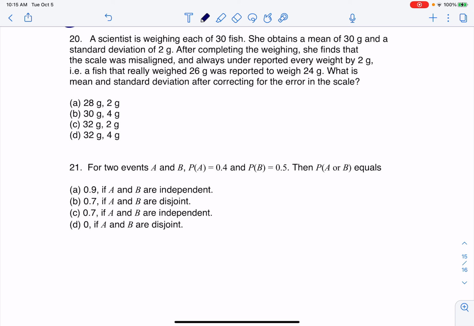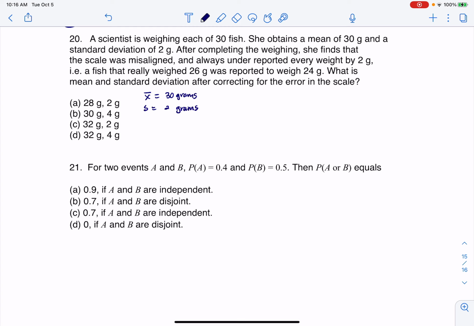Everyone, let's take a look at number 20 here. It says a scientist is weighing each of 30 fish. She obtains a mean of 30 and a standard deviation of 2. So let me put that her mean was 30 grams and she had a standard deviation of 2 grams.